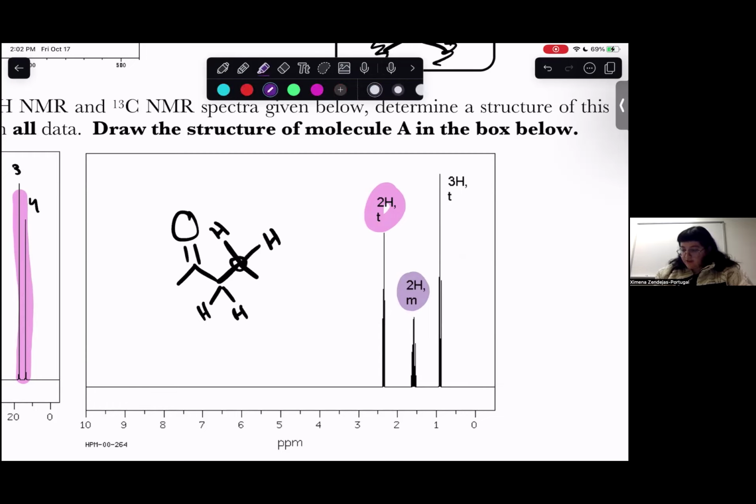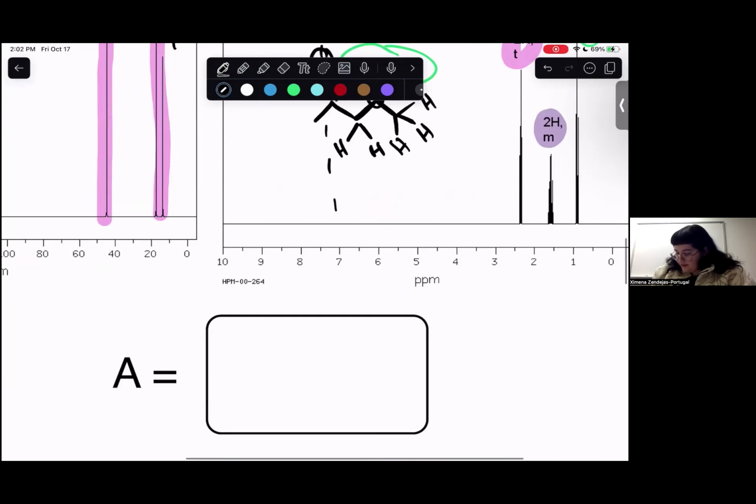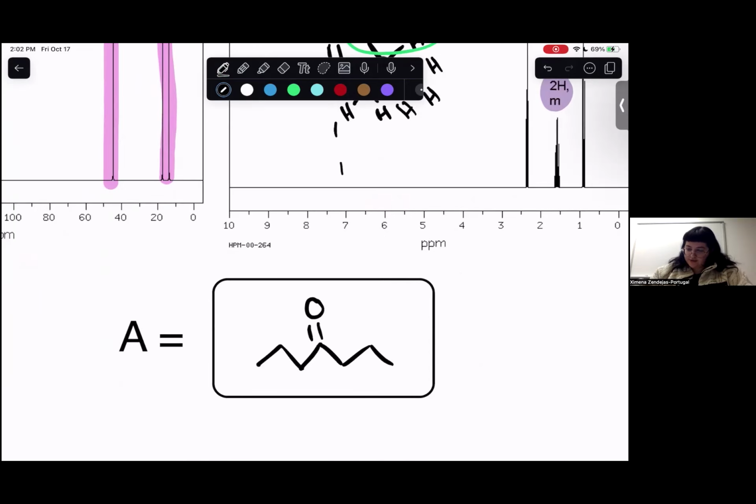Looking at the last peak, we can verify all of our molecule because it is a methyl group at the end here with 3 hydrogens here. And the multiplicity shows that there's only 2 hydrogens next to it because it is a triplet. So our final molecule, knowing that this is a symmetrical point, is going to look like this. And the hydrogens are implied there since it is a skeletal structure.